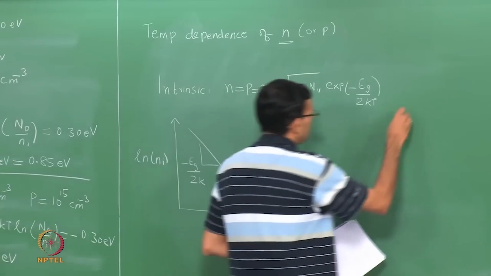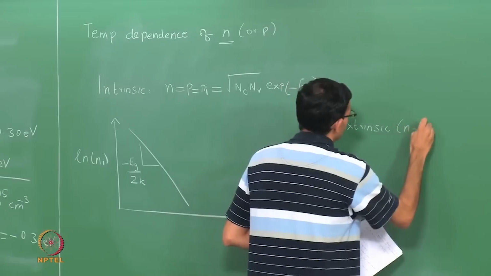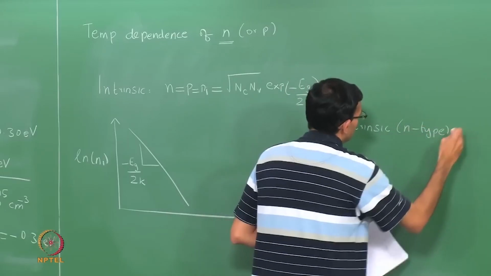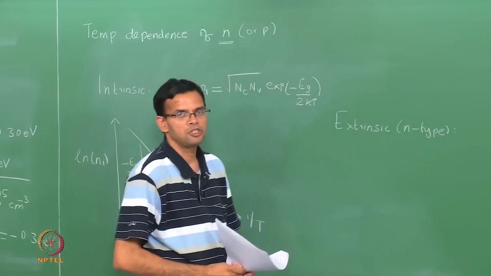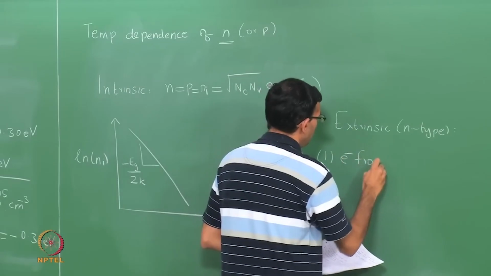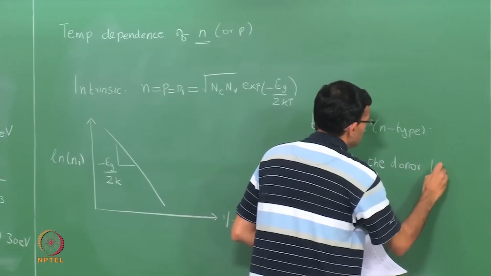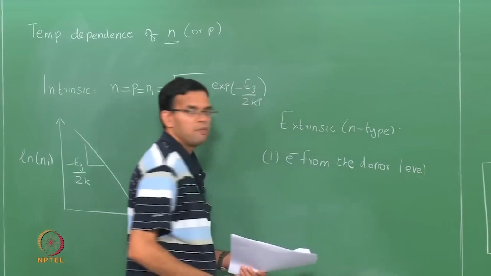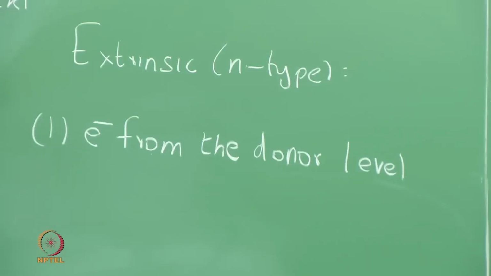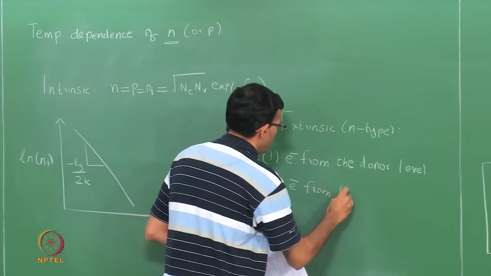In the case of an extrinsic semiconductor, again that is an N type, you have essentially two sources for the electrons. You can get the electrons from the donor level. Remember, the donor atoms each have one more electron than the silicon, that is why it is an N type. So, you can get the electrons from the donor level, and you can also get the electrons from the valence band.